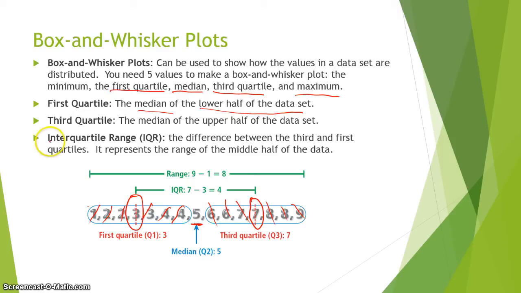Then sometimes with box and whisker plots, they'll ask you for the interquartile range, which is the difference between the third and first quartiles. So what you do is you take your third quartile, here is 7, you subtract your first quartile from your third, so 7 minus 3, okay, 7 minus 3 is 4.